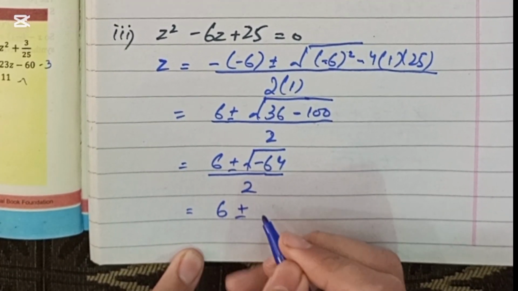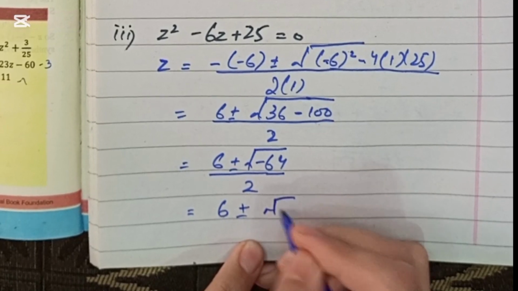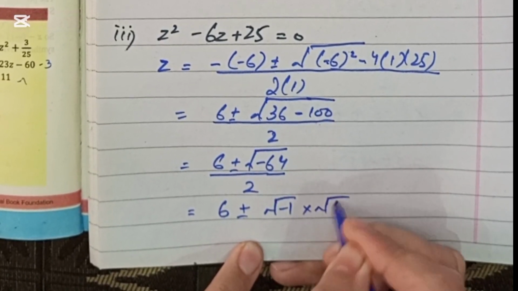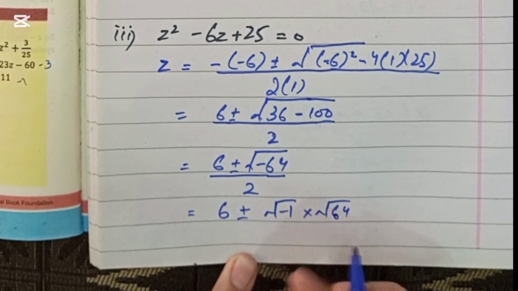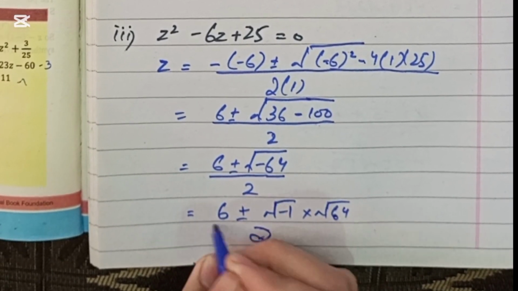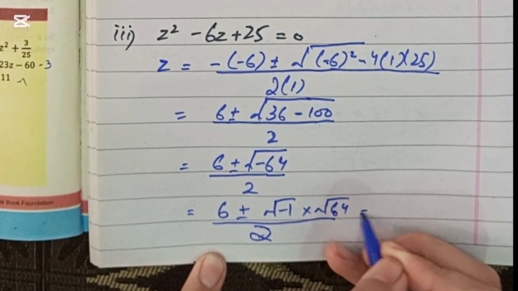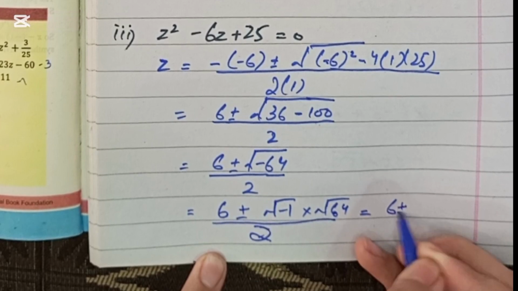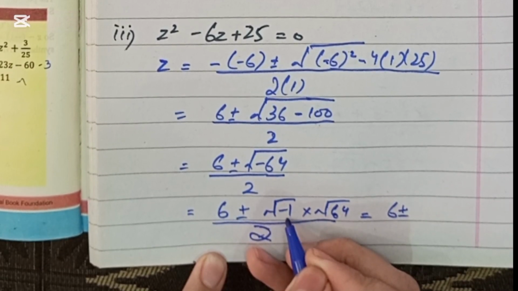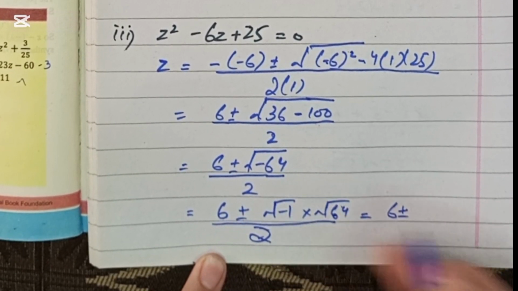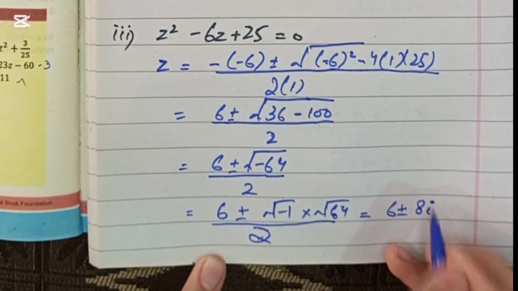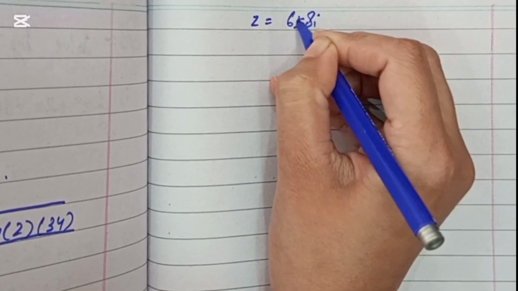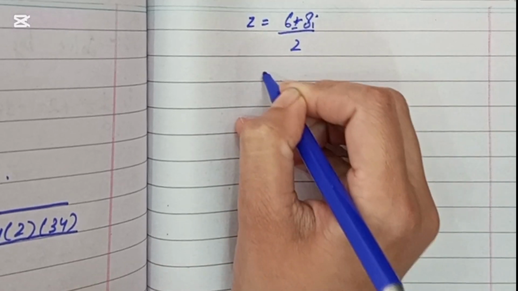So we have to put it like this. We are going to split it: minus 1 in one square root and 64 in the second one. This is 6. Square root of minus 1 is equal to iota and square root of 64 is equal to 8. So this is 8 iota divided by 2.